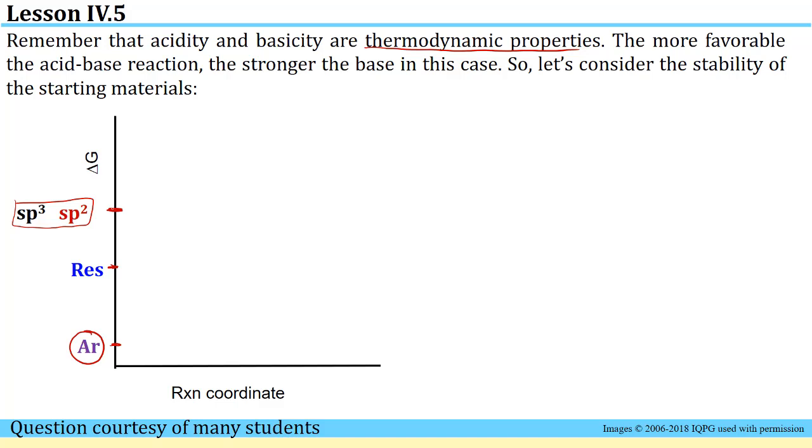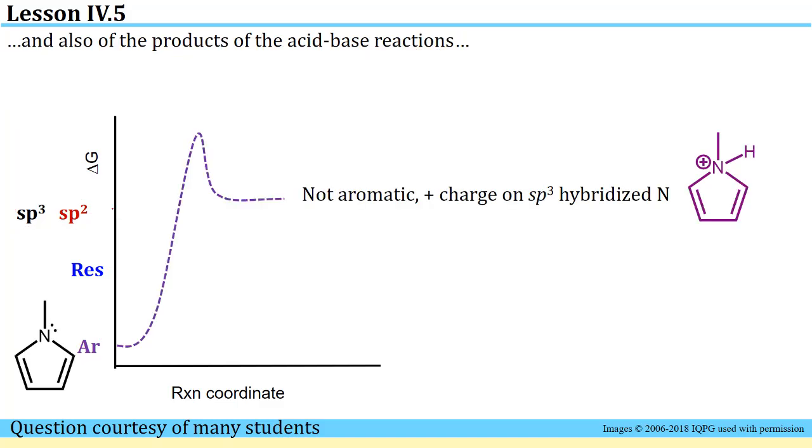Now, after we do the acid-base reaction, this is what we're trying to figure out. How favorable is that reaction? Let's say that I take my nice aromatic molecule I'm calling AR, and I take this lone pair away. Well, this thing is not aromatic anymore. So it's not nearly as stable as something that had aromaticity. So you've lost this much stability.